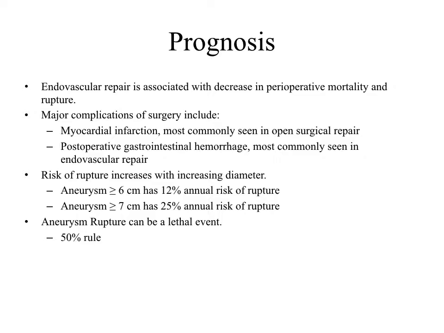Historically, open surgical repair was the method of choice for treating AAA. That is up until the early 1990s when endovascular repair was introduced. There are some studies out there that have shown a decrease in perioperative morbidity and mortality with the use of endovascular repair. This is possibly due to the less invasive approach and also the increasing experience in performing the procedure by the surgical providers. The major complications from surgery include myocardial infarction in up to 10% of patients who undergo open surgical repair, and post-operative gastrointestinal hemorrhage, which is most often seen in your endovascular repairs.